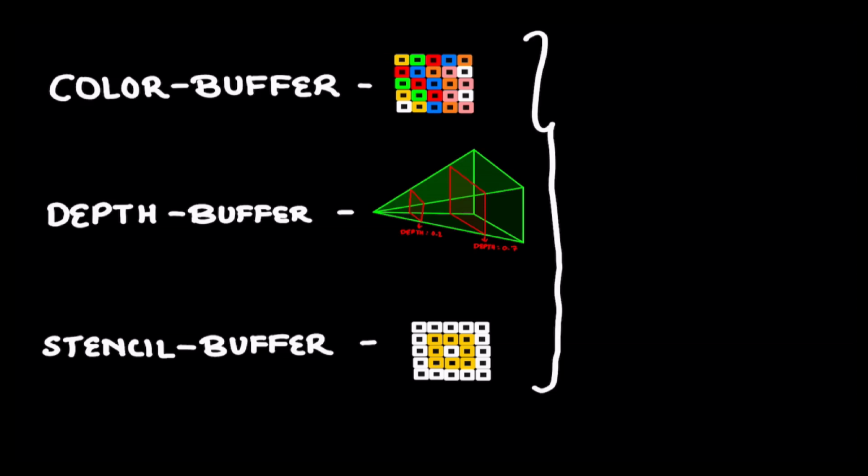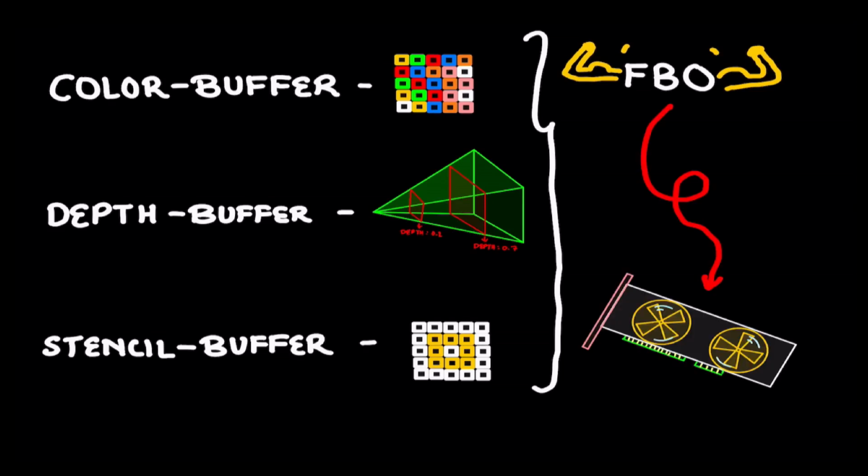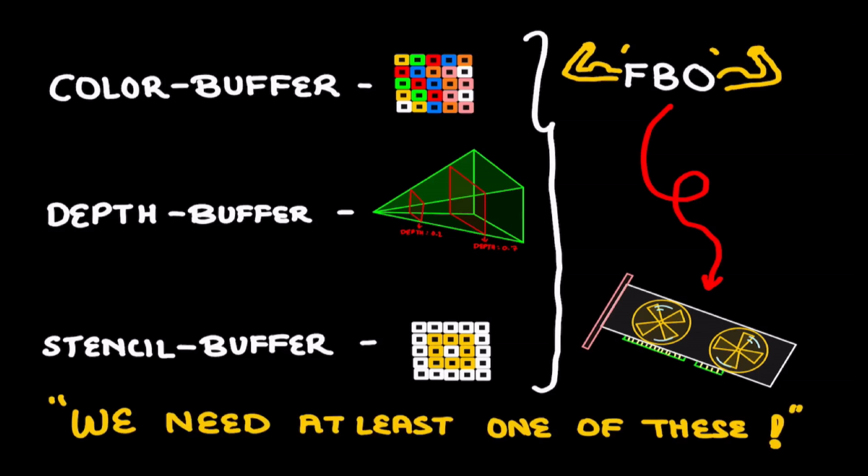FBO consists of all these three buffers, but it mainly consists of a color buffer. The depth and the stencil buffer are optional. The FBO lives inside your GPU memory and consists of all these buffers. For creating a custom FBO, we need at least one of these buffers to be attached to our FBO.